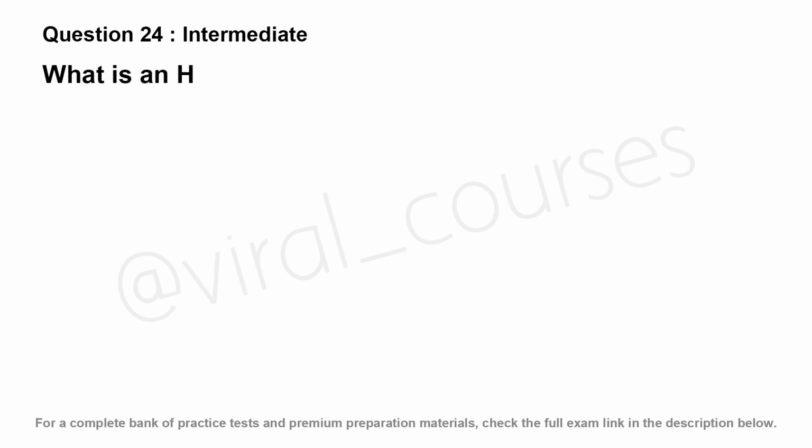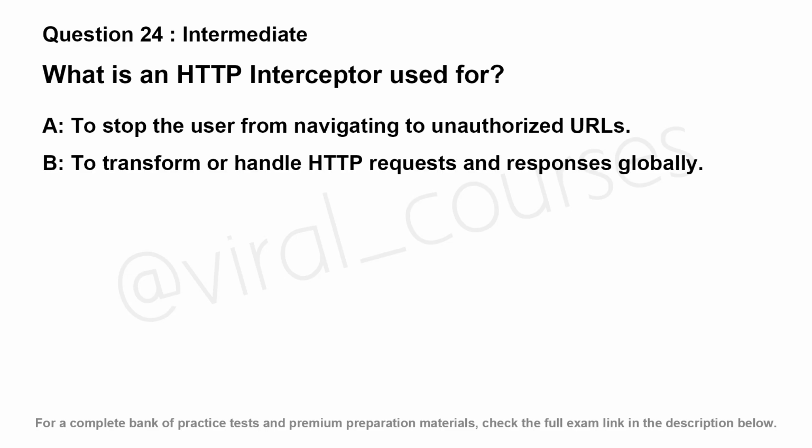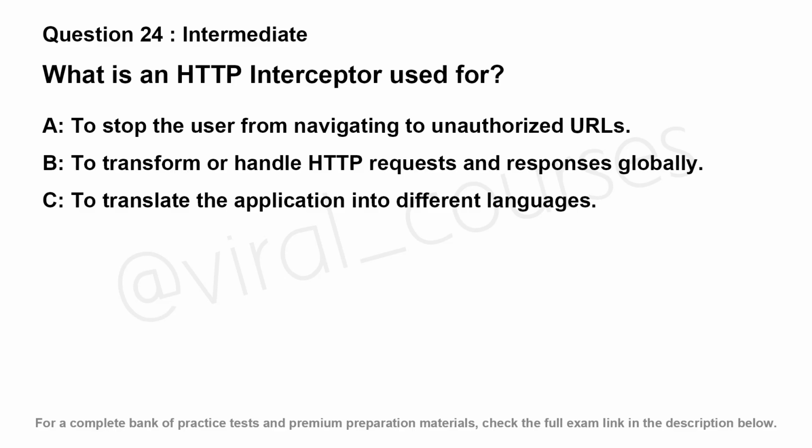What is an HTTP interceptor used for? Option A. To stop the user from navigating to unauthorized URLs. Option B. To transform or handle HTTP requests and responses globally. Option C. To translate the application into different languages. Option D. To optimize the size of image files.